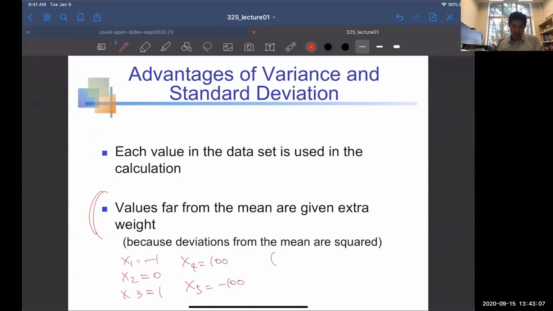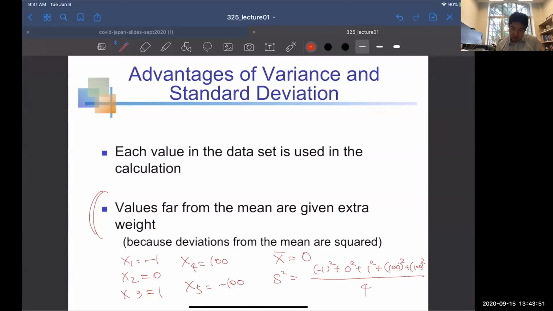Okay, so suppose you have five observations: minus 1, 0, 1, 100, minus 100. In this data set, the average is 0. What about the variance? In this case, it's the sample variance. How am I going to compute it? Well, I'm going to compute the squares. So that's how you're going to compute the sample variance.